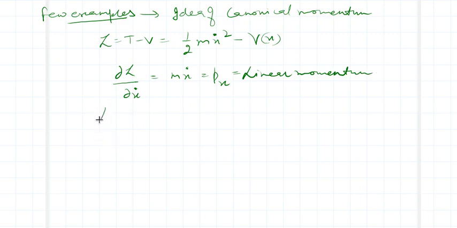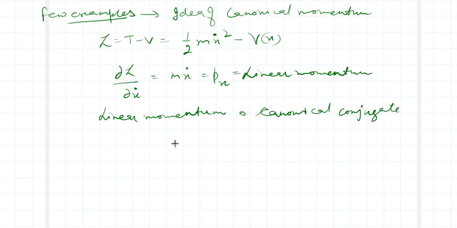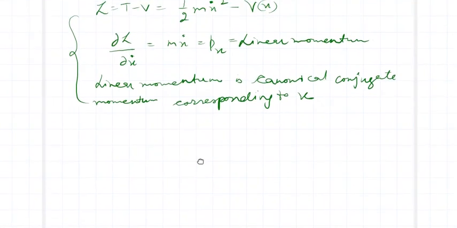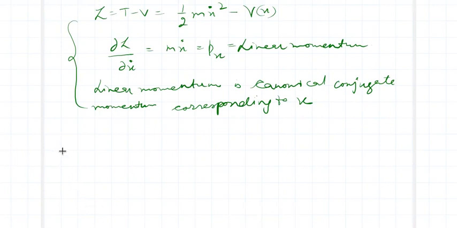Thus, linear momentum is the canonical conjugate momentum corresponding to x. This is a very simple example, as I talked about in the earlier slide also.